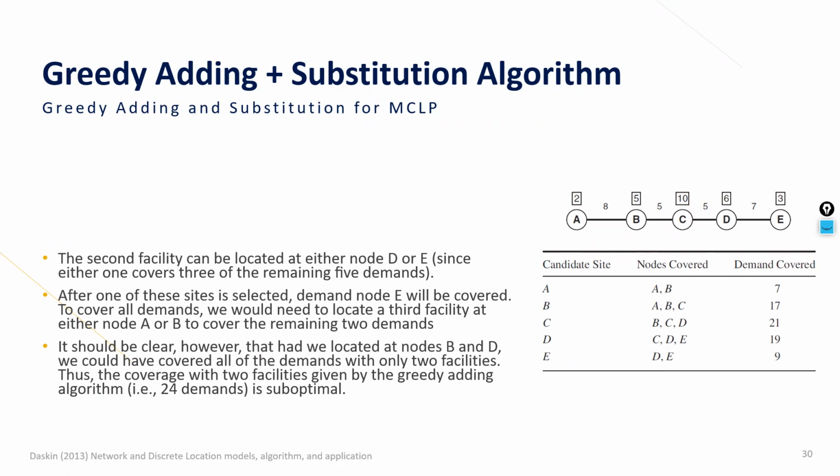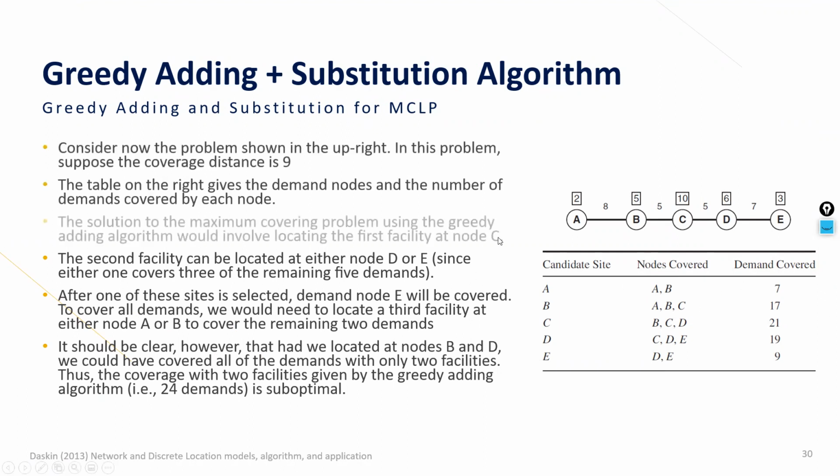Okay, let's see this simple example. We consider the same problem. We have A connected to B, connected to C, connected to D, connected to E. The coverage distance is 9, and this first table is what we need to create to calculate all the demand covered. Based on this, you will select C, 21, because it has the largest coverage.